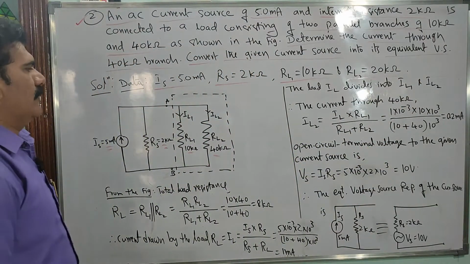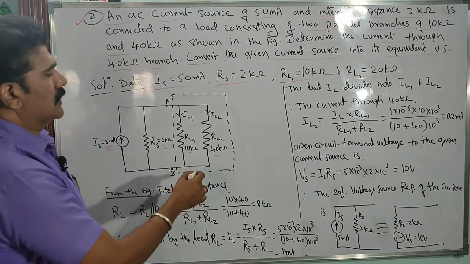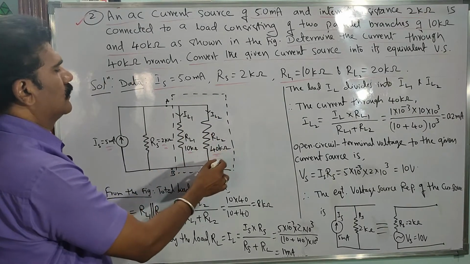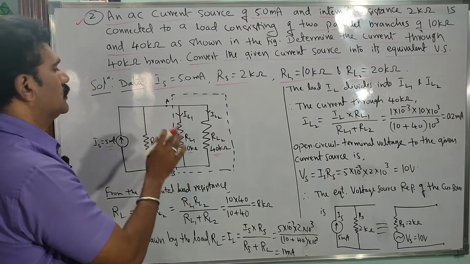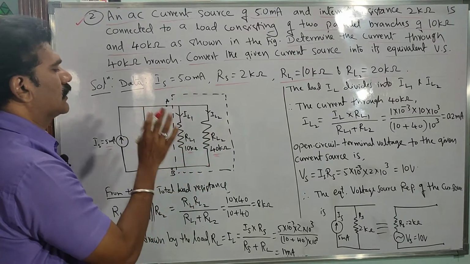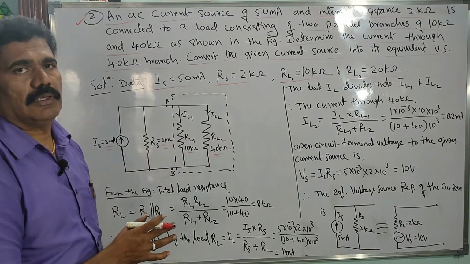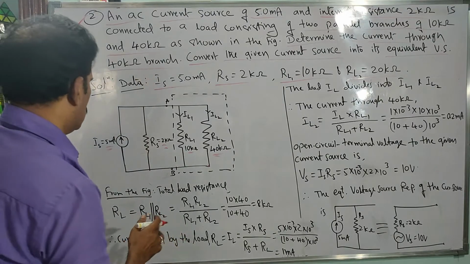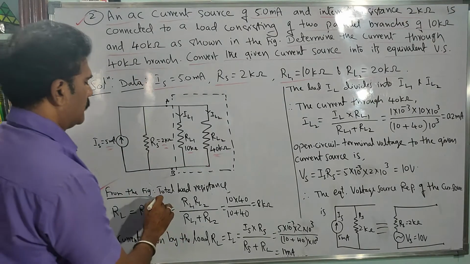Clear? So first it is asked to calculate the current through 40 kilo ohms, right? To find the current through any branch, first of all you should know the total resistance and the total current drawn by the source itself. Okay, so in that way we can solve the problem here.